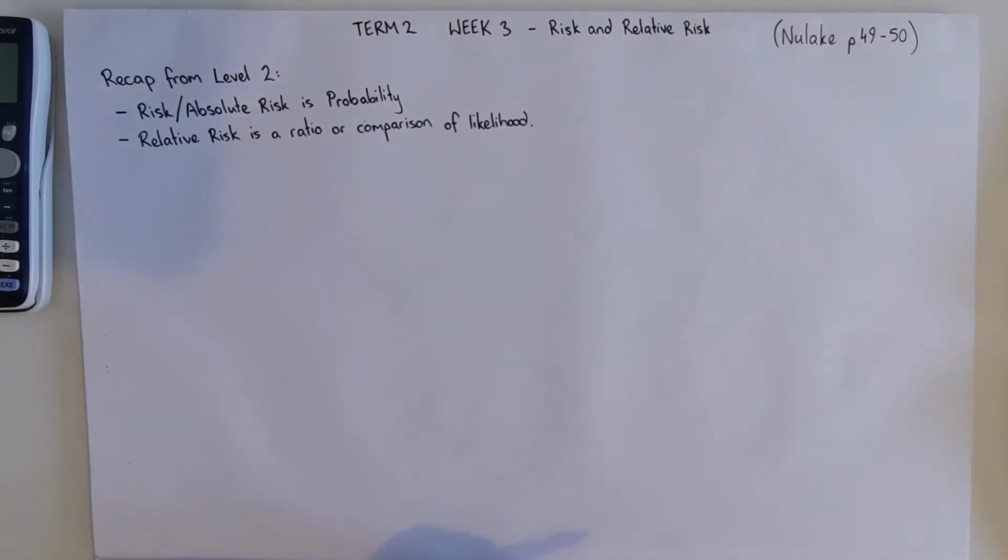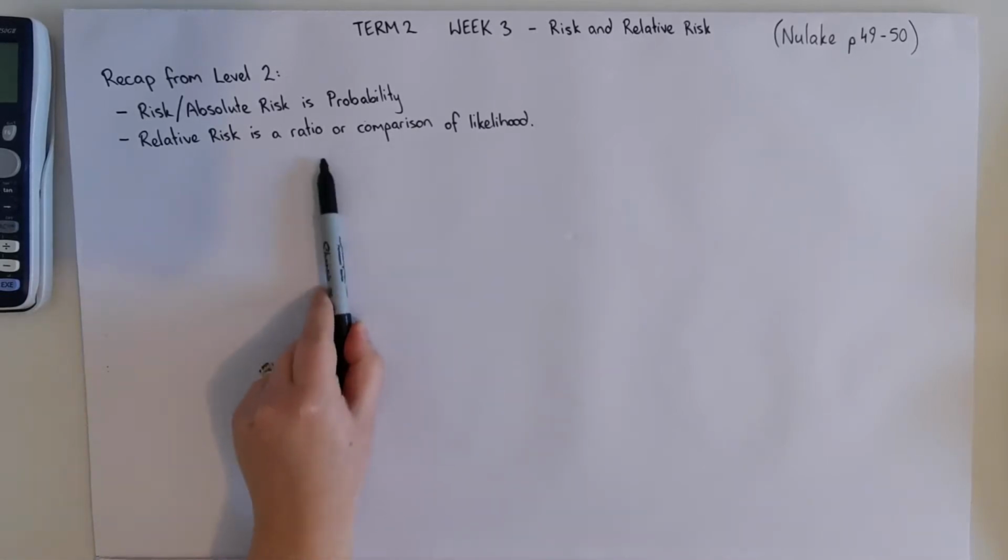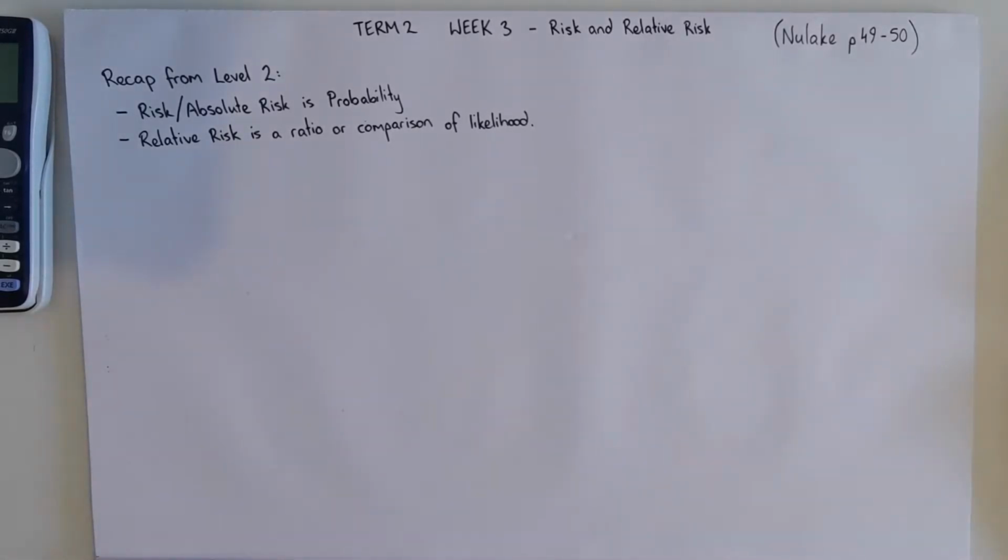Risk is also known as absolute risk. It is just the chance of something happening, the probability. It really just has the negative connotation as with the word risk. Relative risk, however, is not a probability. It's a comparison of two. Because it's not a probability, it can have a value of over 1, whereas a probability, as in risk or absolute risk, must have a value between 0 and 1.